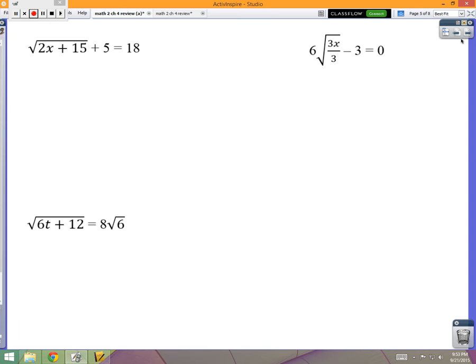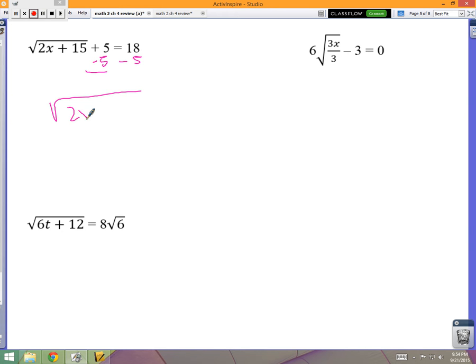Okay, then we got into some equations with square roots. And you got to remember, how you undo a square root is by squaring something. So move number 1. We have to solve for x. We got to get rid of that 2, we got to get rid of that 15, and we got to get rid of this square root, and we got to get rid of this +5. So first, you have to undo anything that's outside of the square root. So I got to undo this +5 first. So I'm going to -5, -5.